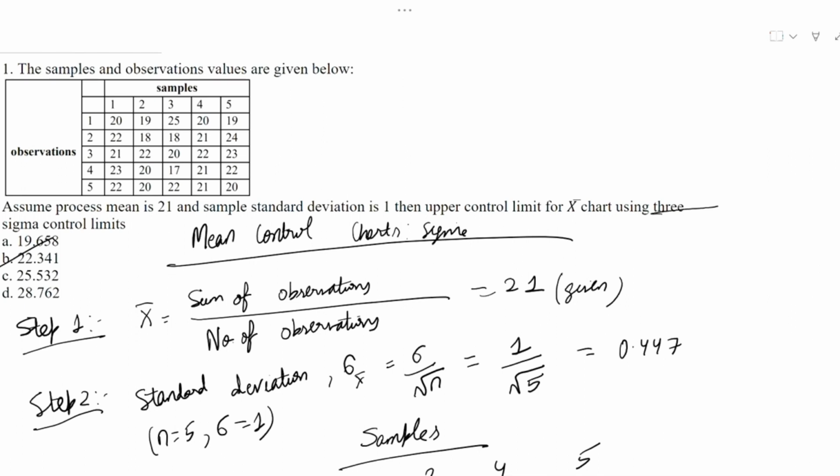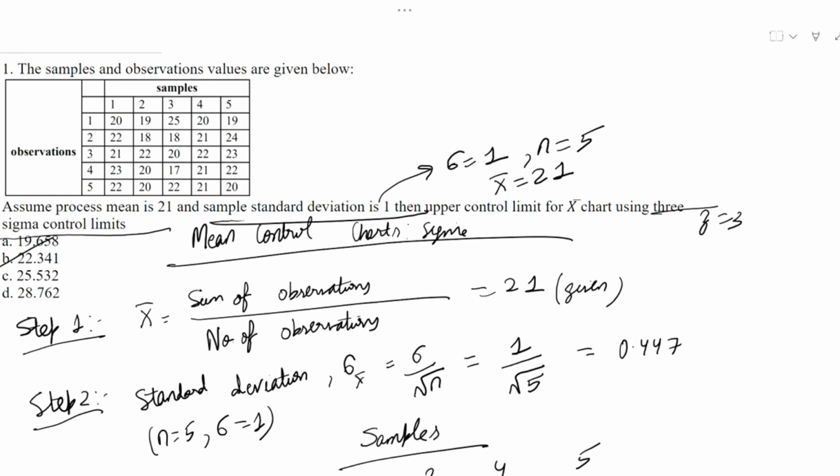So here we have to find this. Remember that in the 3 sigma control limit, z is equal to 3, and here sigma is equal to 1, n is equal to 5, and x bar is equal to 21. So these are the data given in the question, and we have to find the answer according to that. Okay, so the next question.